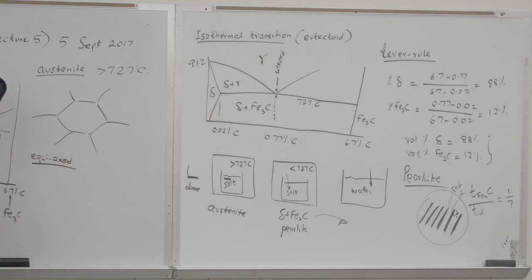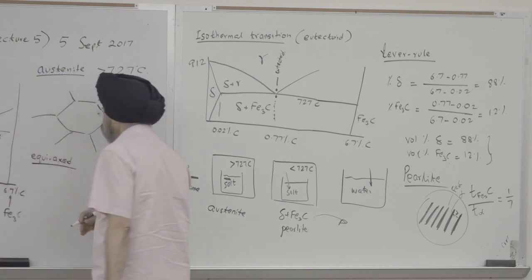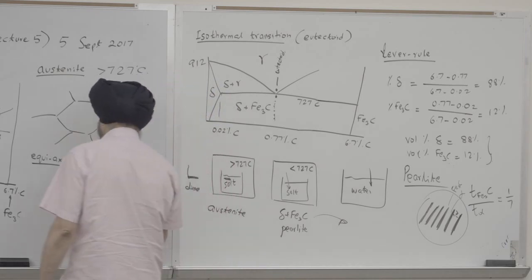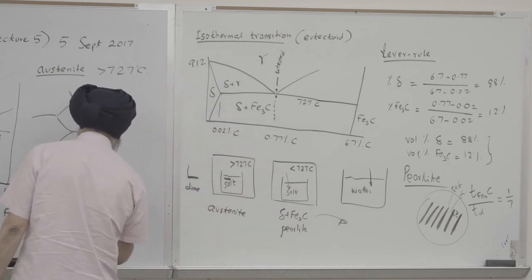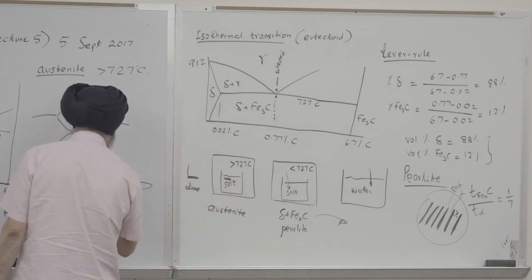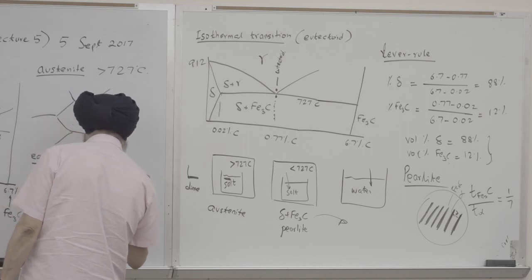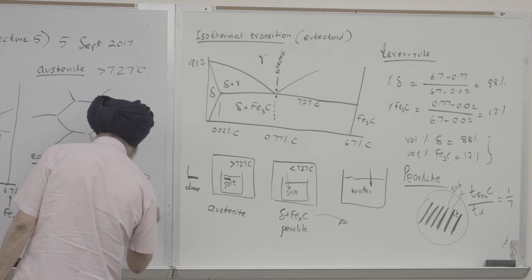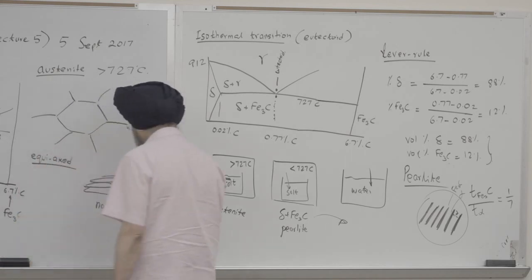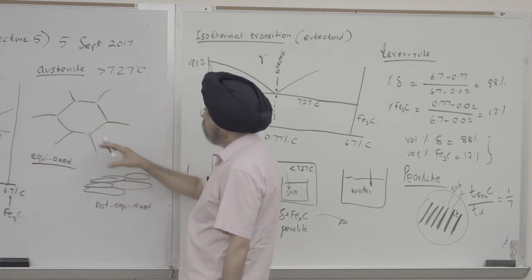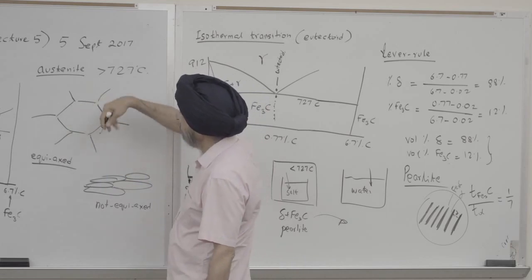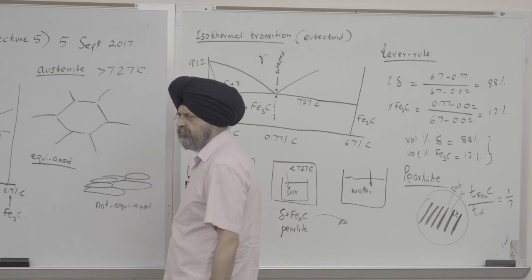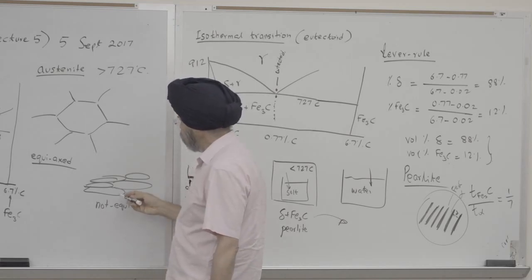What that means is the grains have no preference in terms of shape. For example, a structure where the grains look like this is not equiaxed. These are elongated grains, right? When the grains have the same shape in any direction, then it's equiaxed. So this is not equiaxed.